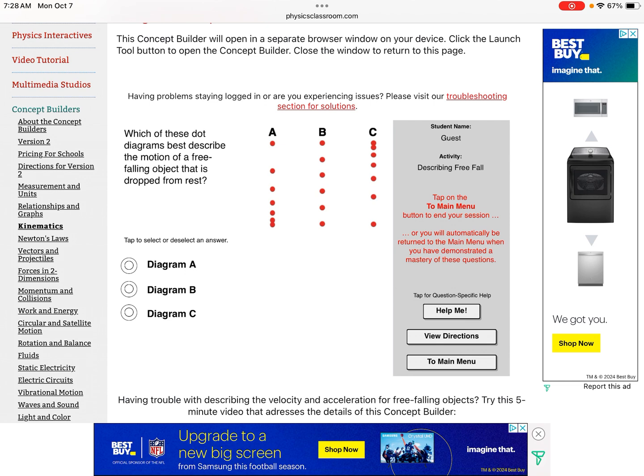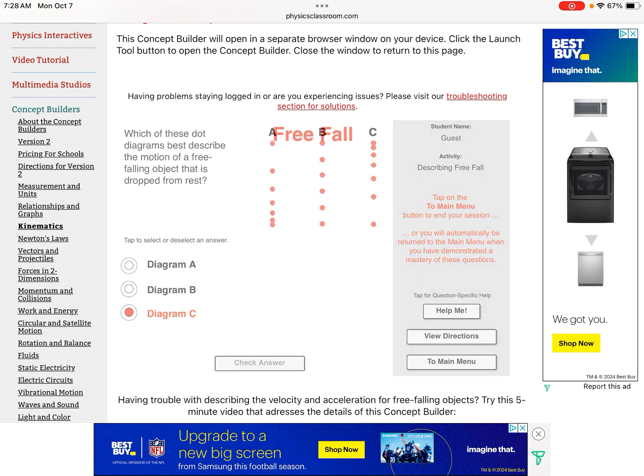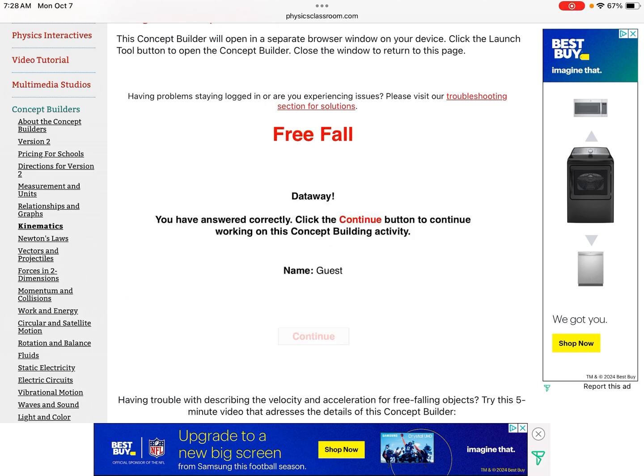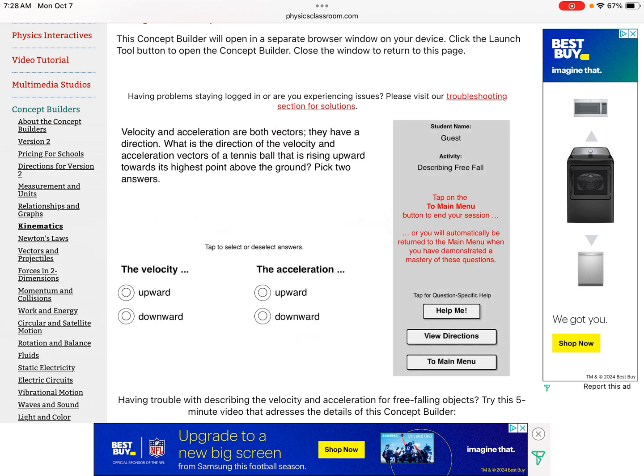Well, B, the distance between the dots is the same for each second. So it's not going to be B, that's constant. If you drop something, the distance that it's traveling between seconds is going to keep increasing. And then you've got some other questions to answer about that one.